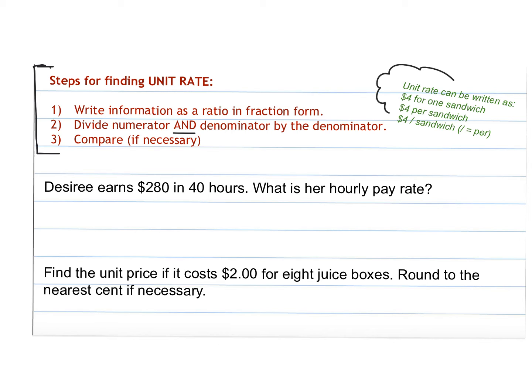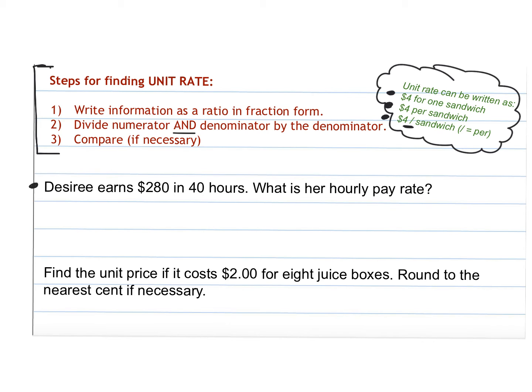I just want you to notice that unit rate can be written a few different ways. So if we're talking about how much it is for 1 sandwich, we could just write out $4 for 1 sandwich. We can use the word per, like I mentioned on the last slide. $4 per sandwich means 1 sandwich. Or we can just use the little slash right here. That means per as well. So $4 per sandwich would also mean $4 for 1 sandwich.